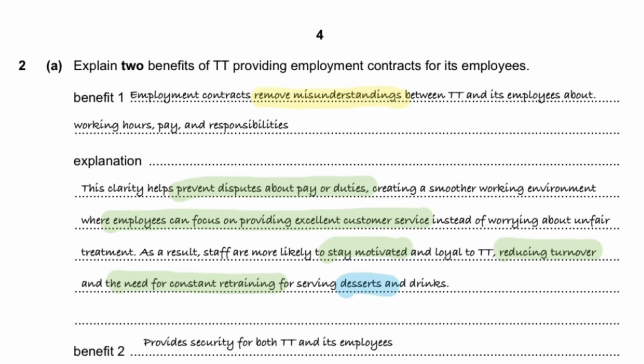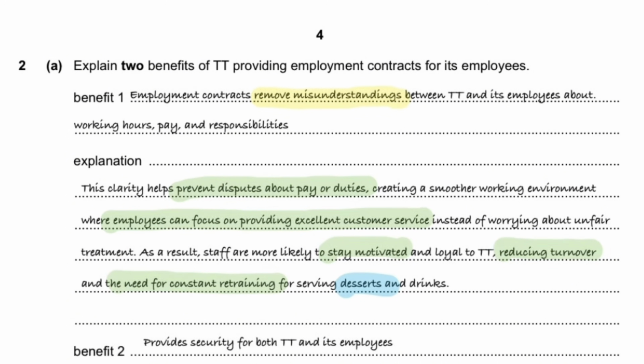Because this is a 2-part 8-marker style, each section has 1 knowledge point, 2 analysis points, and 1 application point. For benefit 1, the knowledge point came from the removal of misunderstandings, and the first analysis point came from the impact of this, which was to prevent disputes about pay or duties, and this allows employees to focus on providing excellent customer service.